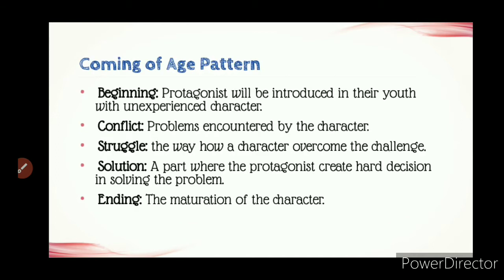Coming of age is important to show the development of the protagonist. So how can we know if a story has a pattern of this theme? In the beginning, the protagonist is still inexperienced, and as they grow old, they would meet problems along the way. In order to solve these challenges, the character will choose what decision should be done. In the end, the character will finally achieve maturation.